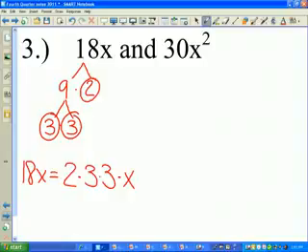Okay? So now with the 30, again, you can use any numbers. You can use 3 and 10. You can use 6 and 5. You can use 15 and 2. You're going to get the same answers as your prime factorization.